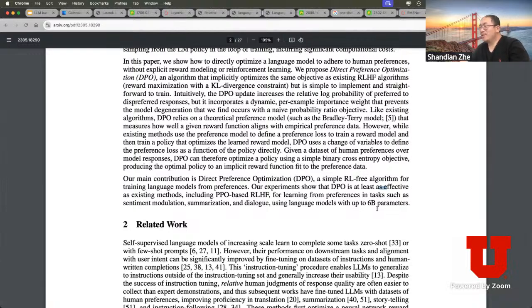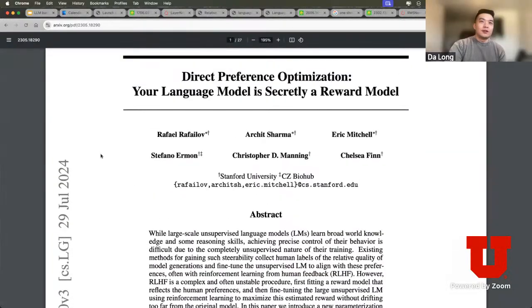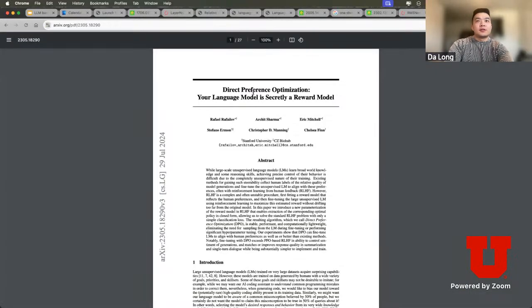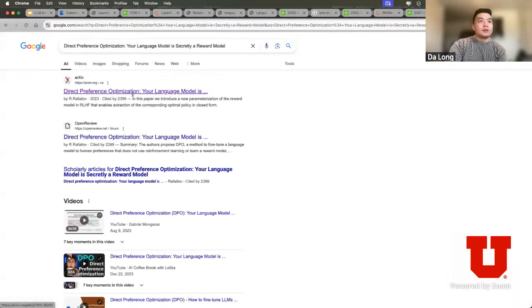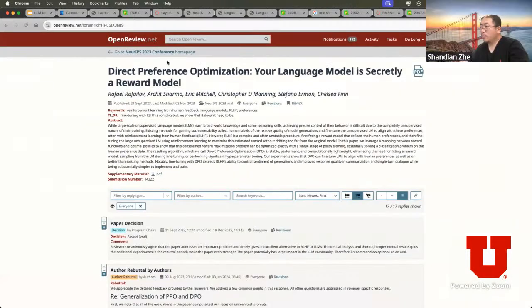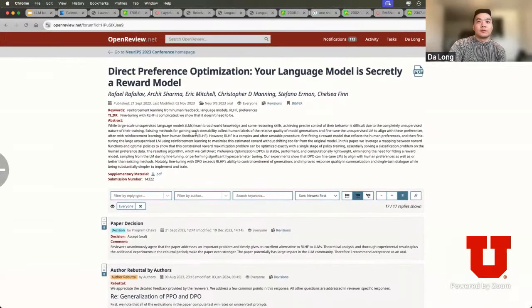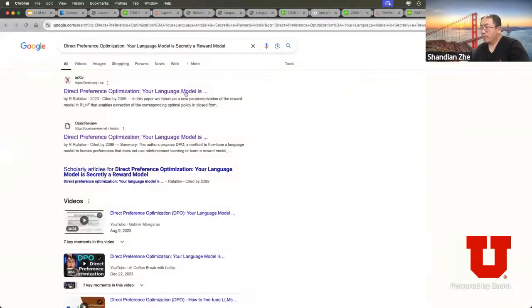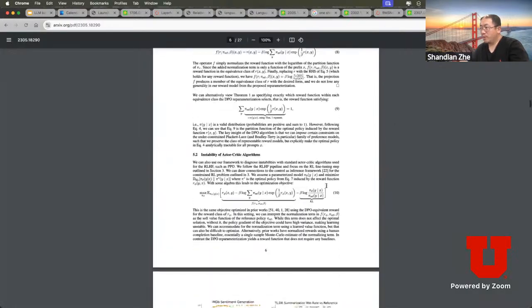So when was it published? On arXiv it's July. Let's search. Oh, so this one? Yeah. Oh, NeurIPS 2023. Okay. Yeah, hopefully it really works, because this might be very useful for our project.